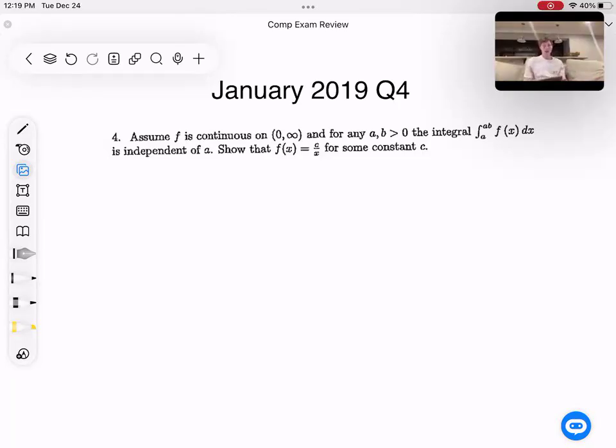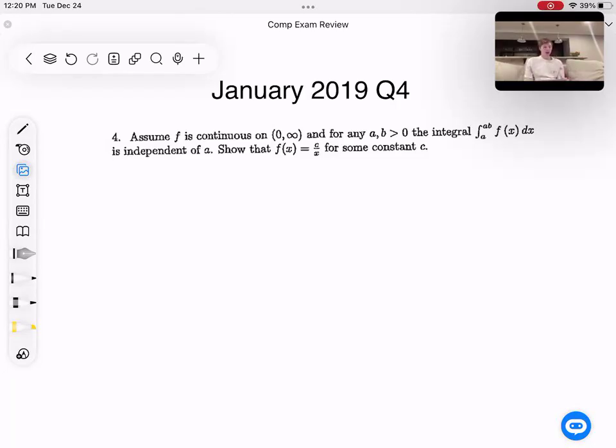Today we're going to be looking at a problem that doesn't necessarily involve too complicated of topics. In fact, everything that we're going to use here is covered in Calculus 1. However, it does require some tricks that you might not think of to use on your own. So I thought it would be still a worthwhile problem to discuss. This specific question is from the January 2019 comprehensive exam, and it is question number 4.